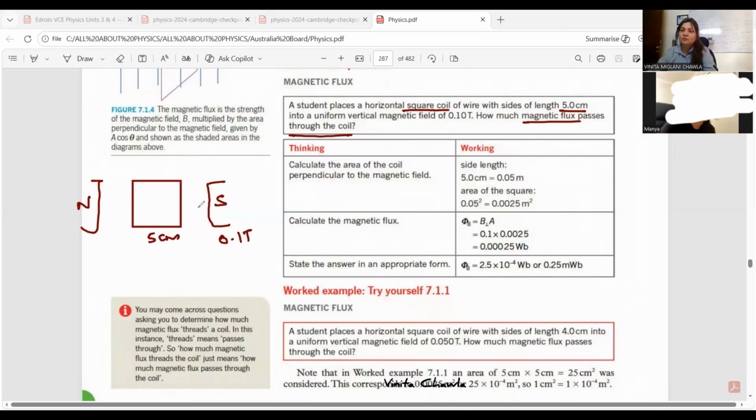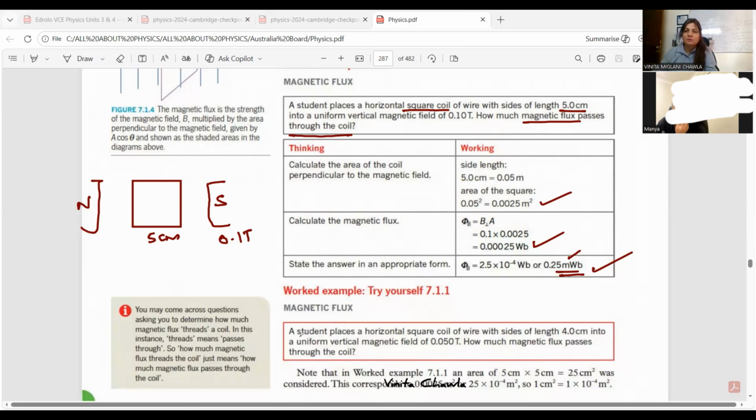Done it? Yes. Have you done it? We'll find the area first and then we just multiply these two quantities to get the magnetic flux, right? And there you can find the answer in milliweber. It's 2.5 × 10 power minus 4 Weber. We can write the answer in milliweber as well. 10 power minus 3 is milliweber. 1 milliweber is 10 power minus 3 Weber. Next question.